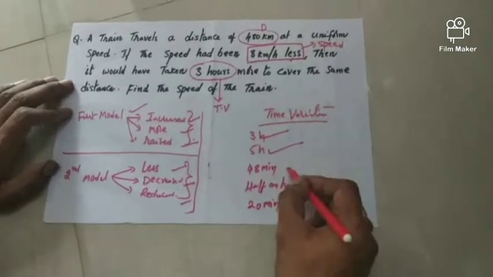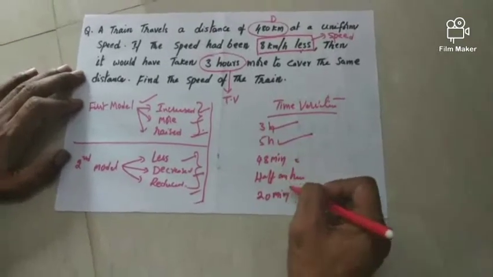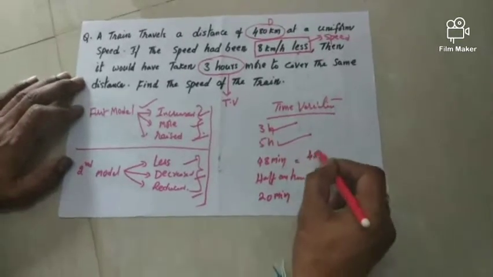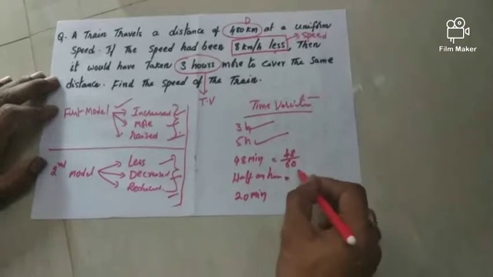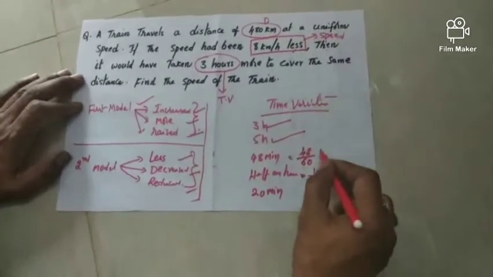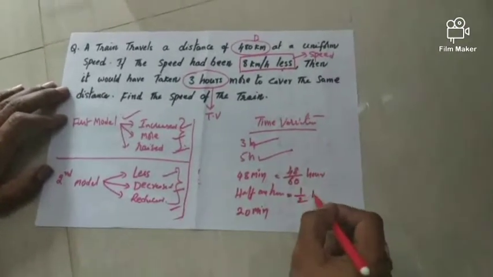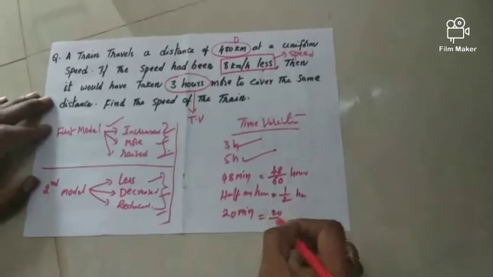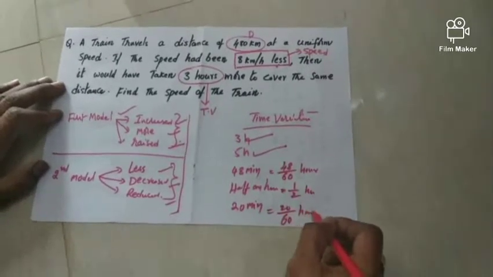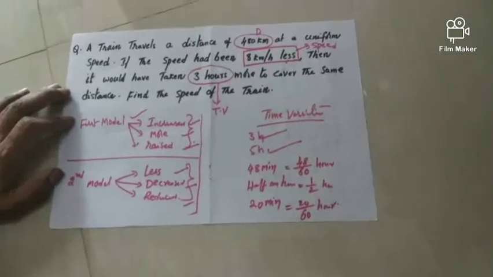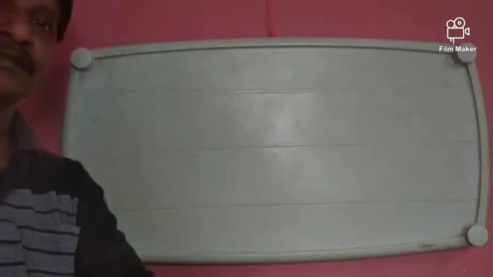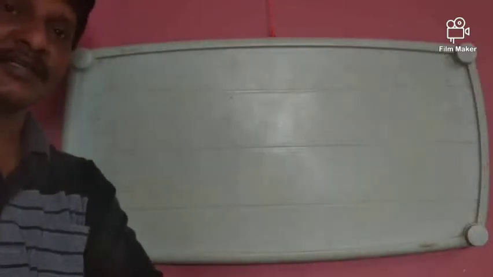Then what do you have to do? You should convert into hours. How? 48 by 60. Here, half an hour, what do you have to write? 1 by 2 hours. Here, 20 by 60 hours. Like that you have to convert, then you should solve the problem. Okay, let us start, how to solve? Children, let us see the calculation.